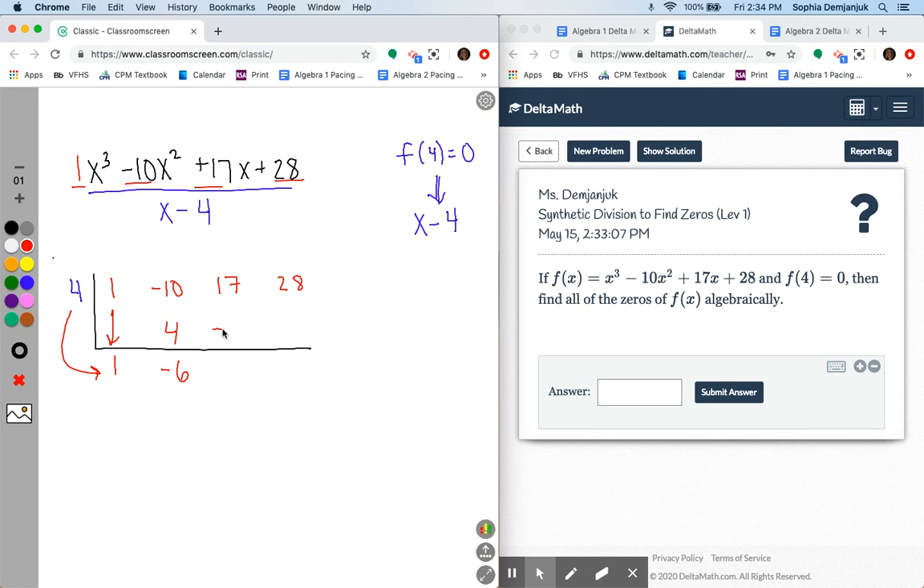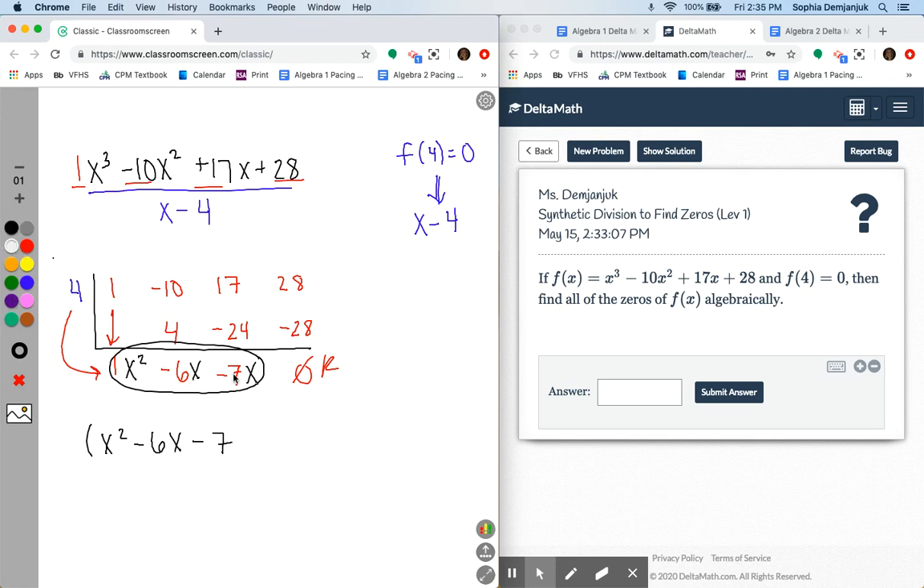4 times negative 6 gives me negative 24. 17 plus a negative 24 is going to give me negative 7. 4 times negative 7 gives me negative 28. And I have my remainder of 0. So now I have 1x squared minus 6x minus 7. I'm going to write it as a product with what we divided by. So I have x squared minus 6x minus 7.